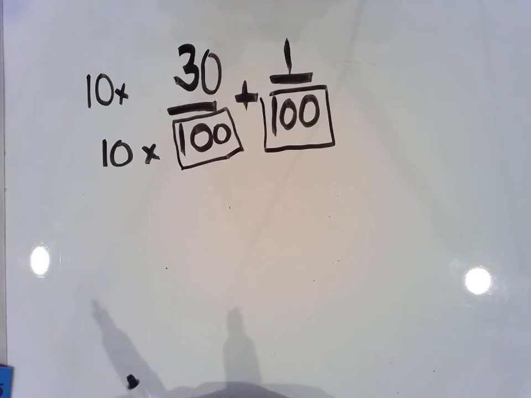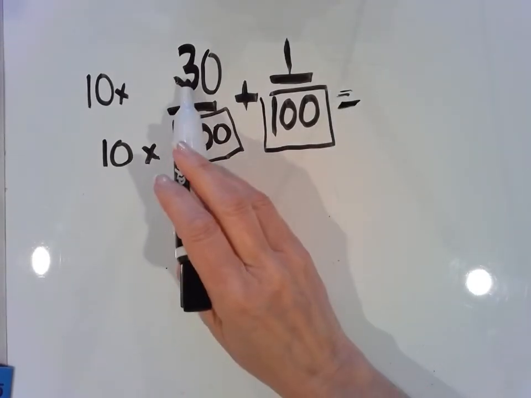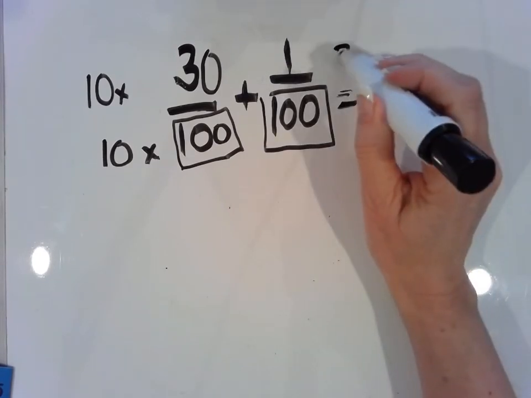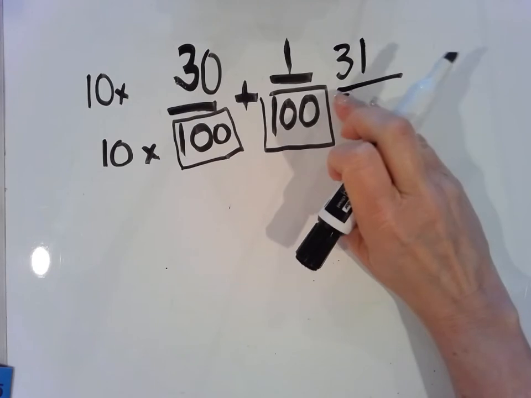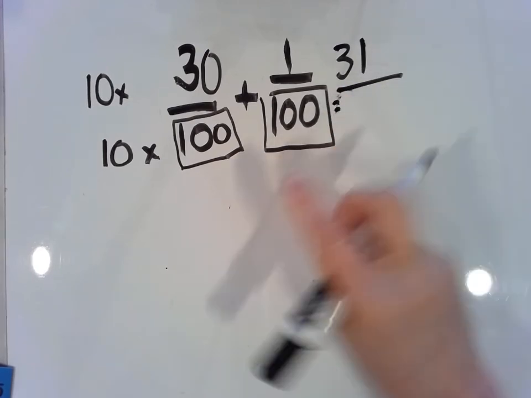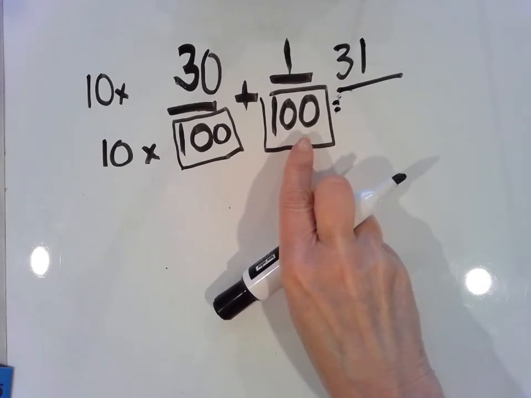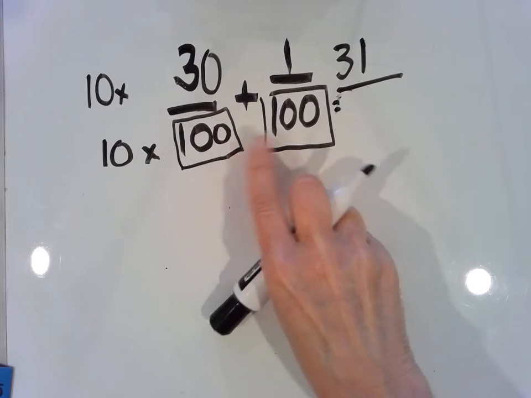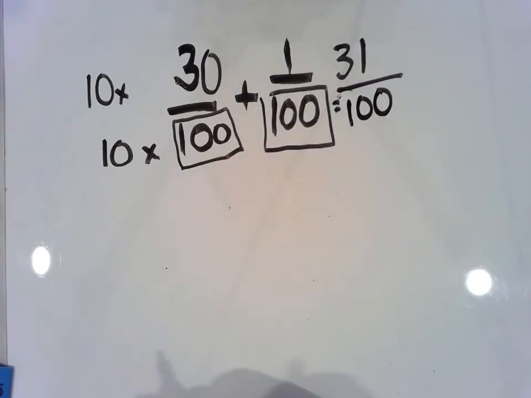So we can go ahead and solve this problem. 30 plus 1 is 31. And what did we say about the bottom? Am I going to add these together? No. Just like when we were adding and subtracting fractions in the previous unit, they're the same size part, so I'm going to keep them the same size. They're still going to stay hundredths. So the answer is 31 hundredths.